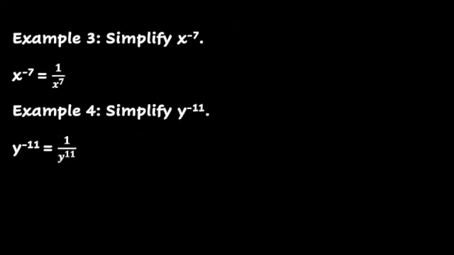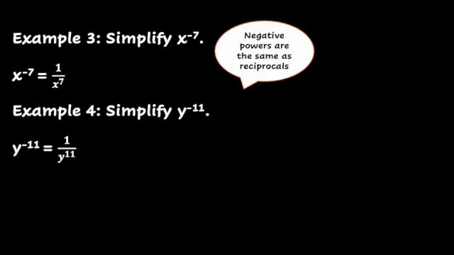In our next example, we have simplify x raised to the power minus 7. So when we rewrite it as a positive power, we write it as 1 upon x raised to the power 7. So we are taking the reciprocal to make the power positive. In example 4, we have y raised to the power minus 11. Again, we express it as a reciprocal and it becomes 1 upon y raised to the power 11. So I repeat, negative powers are the same as reciprocals.